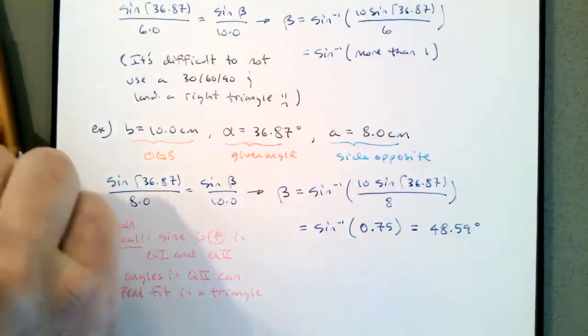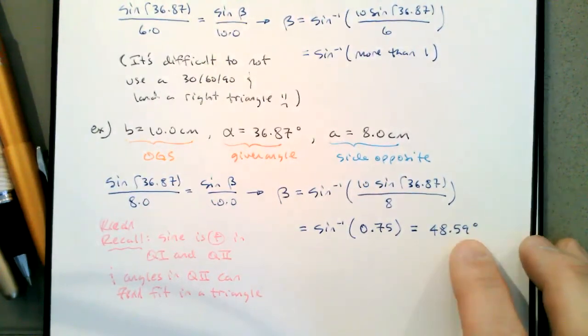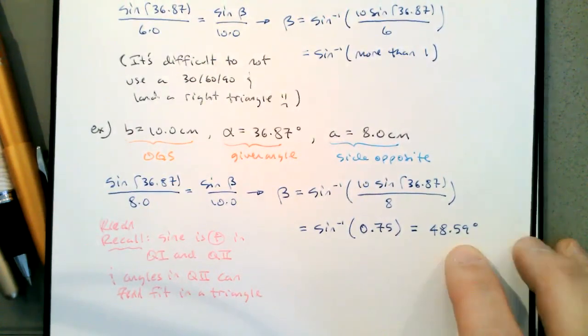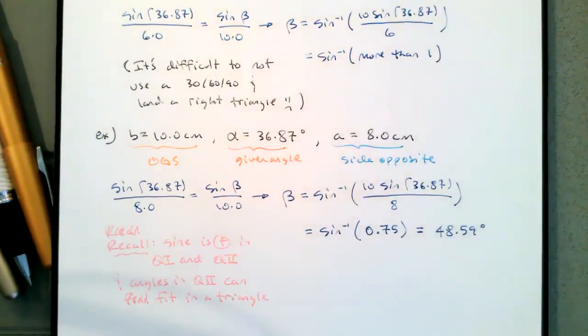It could be that we have not just a 48.59, but we've got to take that 48.59 and use it as a reference angle in the second quadrant. Because angles in the second quadrant are still less than 180 degrees, and it could be that we have an obtuse triangle. So whenever you use the law of sines to find an angle, and that's the fourth piece of information, whenever you're in the ambiguous case of the law of sines, take the 48.59 and use it as a reference angle.